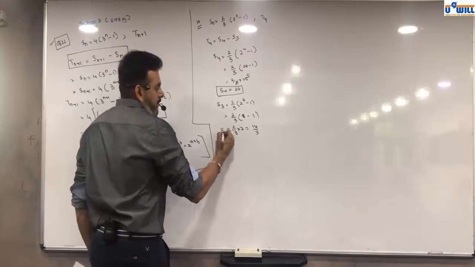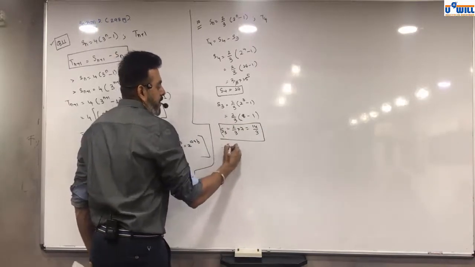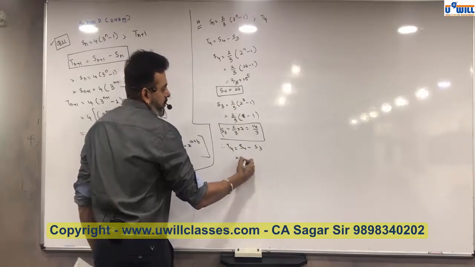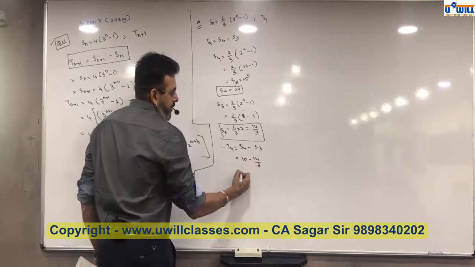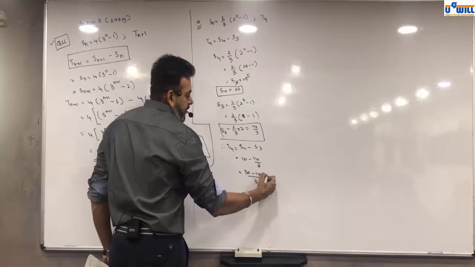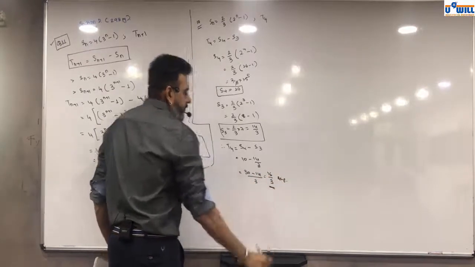Now, S3 भी मिल गया, S4 भी मिल गया. Therefore, T4 is equal to S4 minus S3. So it is equal to 10 minus 14 by 3. Cross multiply 30 minus 14 by 3, which is equal to 16 by 3. Answer.